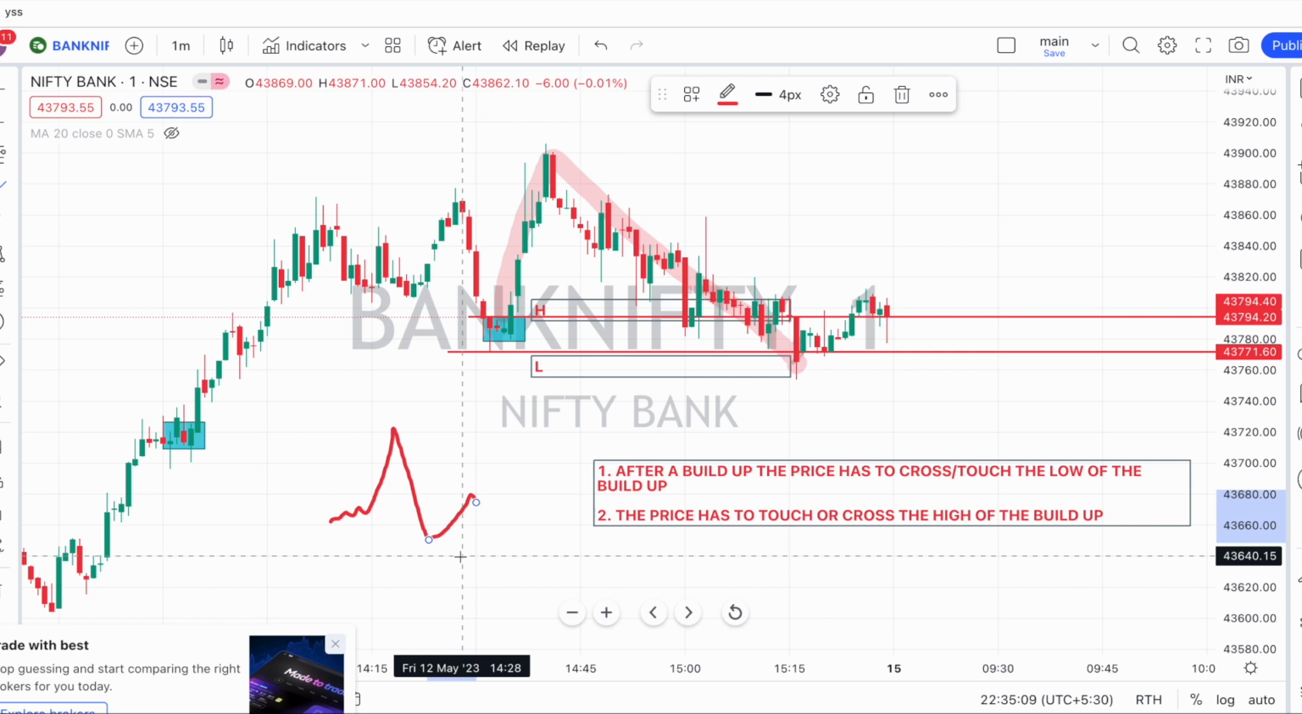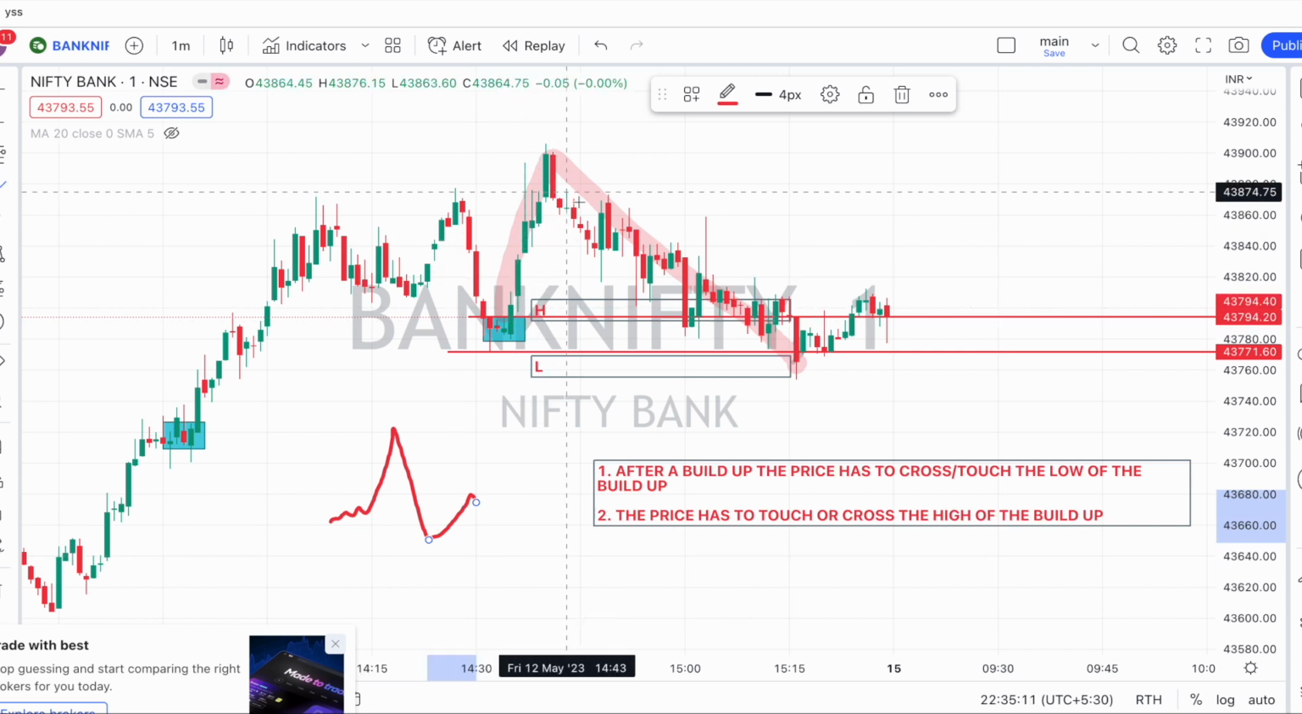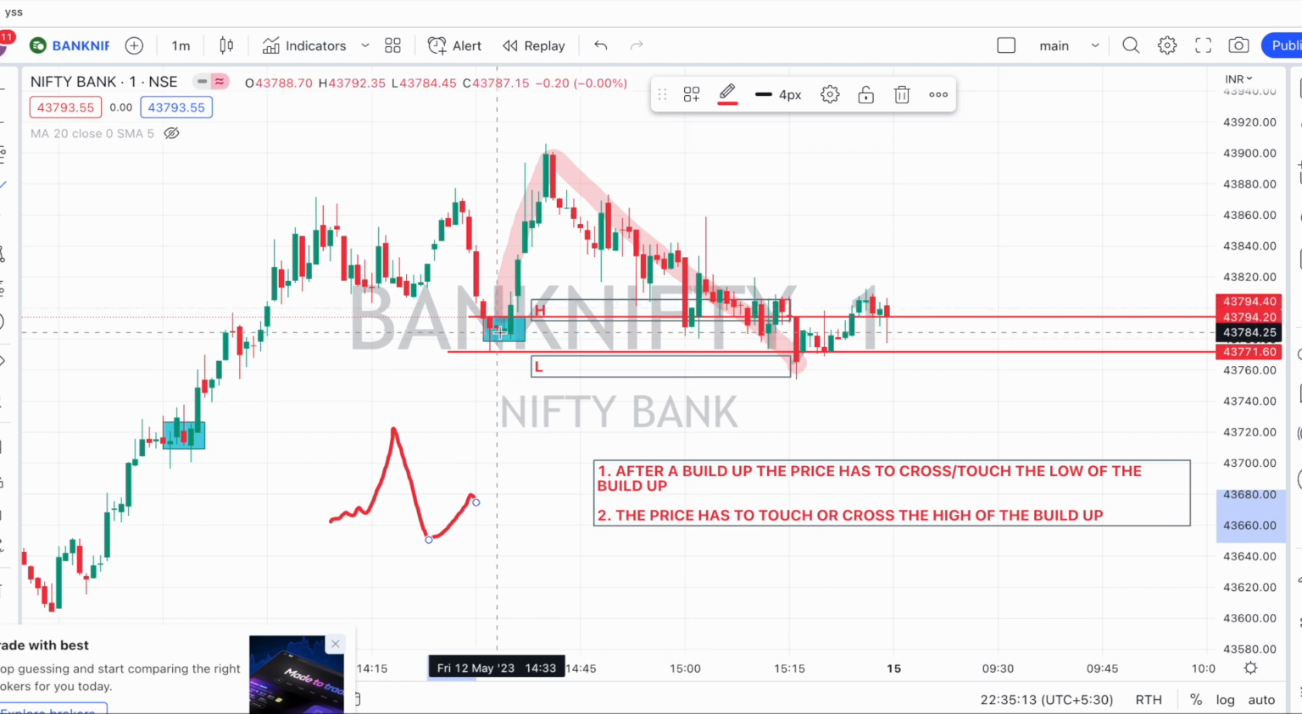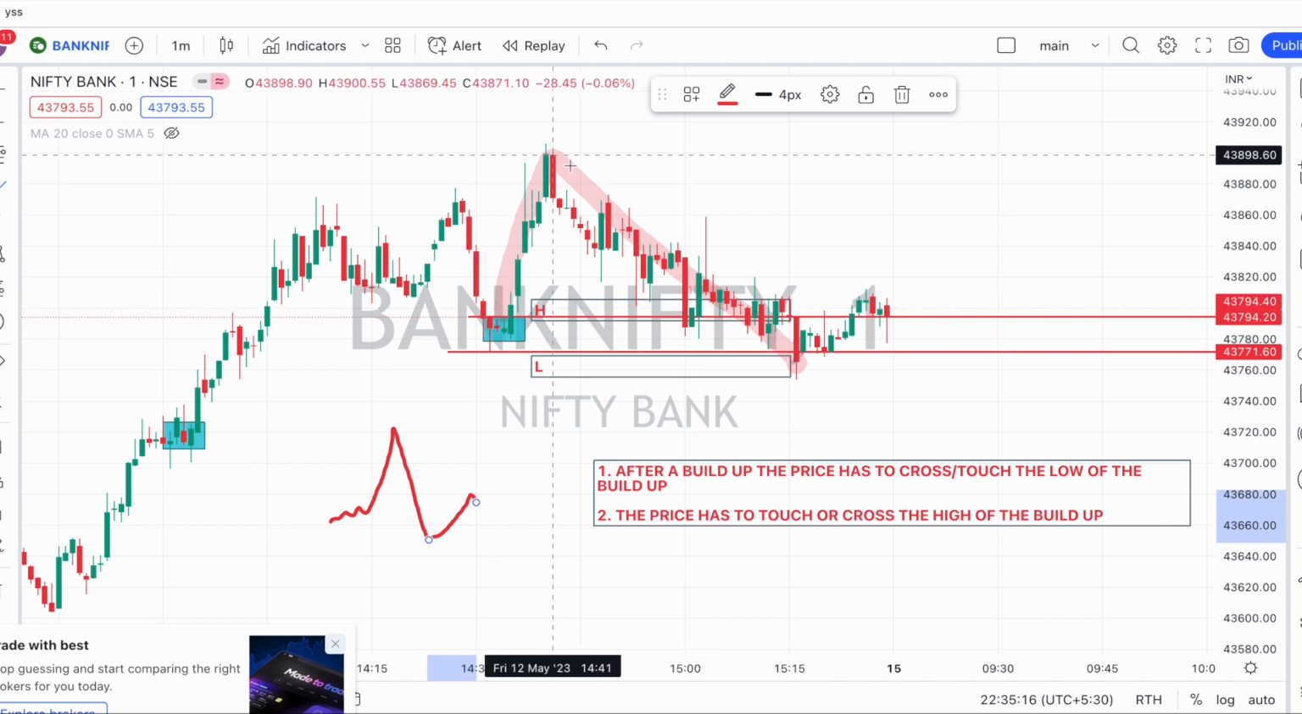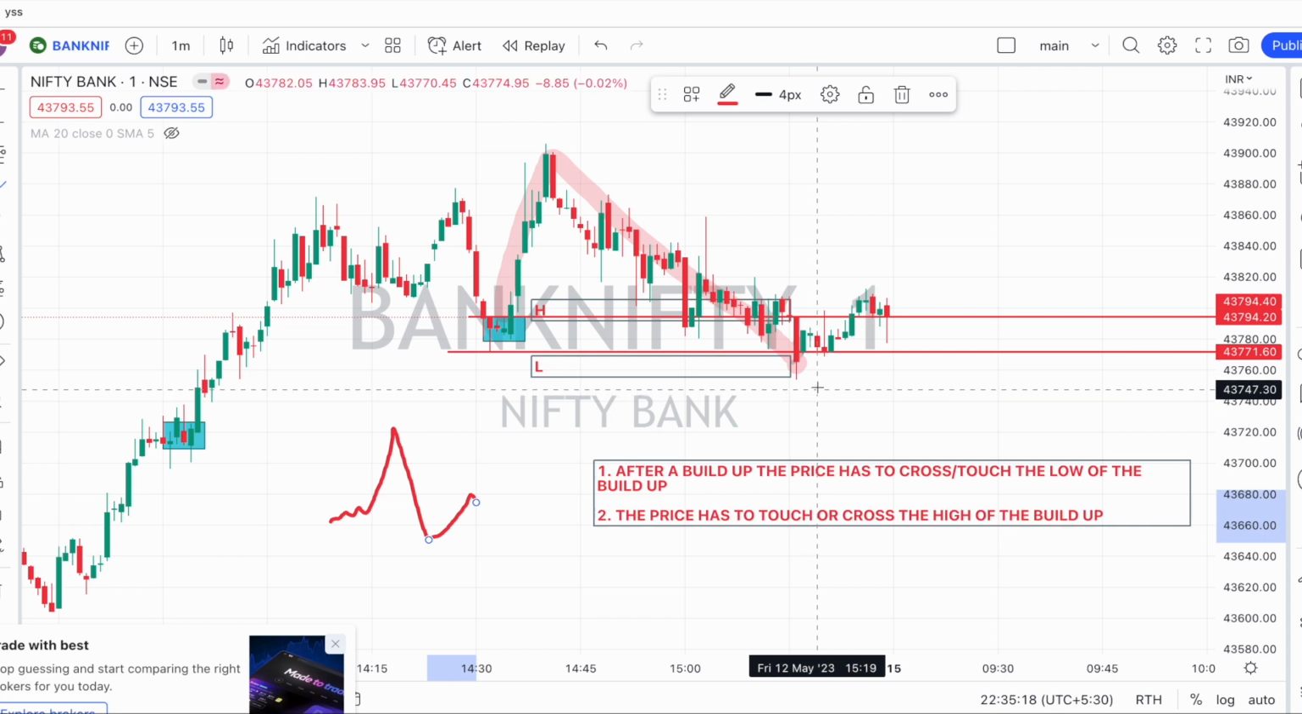Now here you can see there is an edge formation. Why? There is a long build-up, price went up, it came down, it crossed the low, and again in this particular candle, this red pin bar that you can see, it tried to cross the high, and then and there we call it an edge formation. So this is what we call an edge formation.